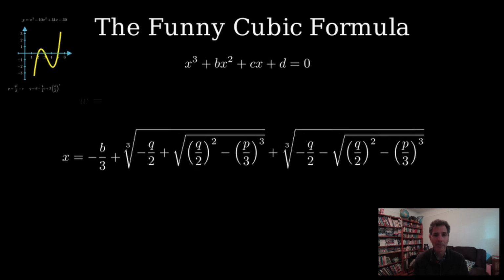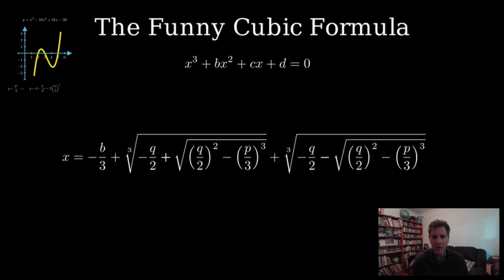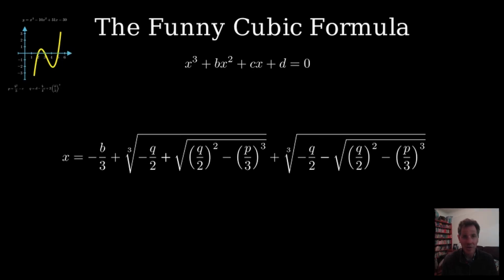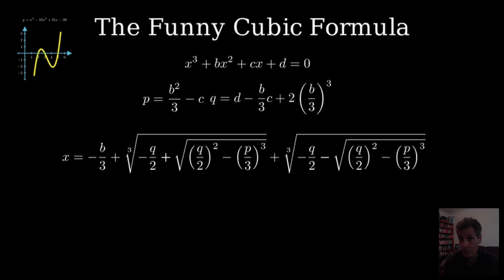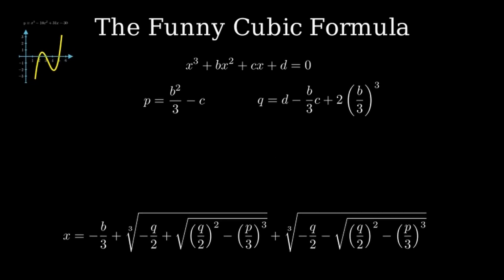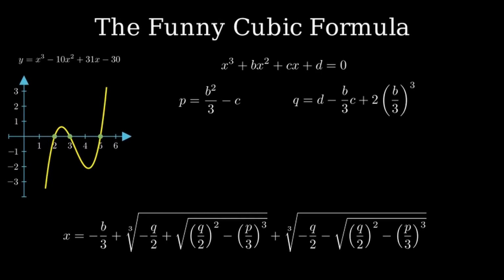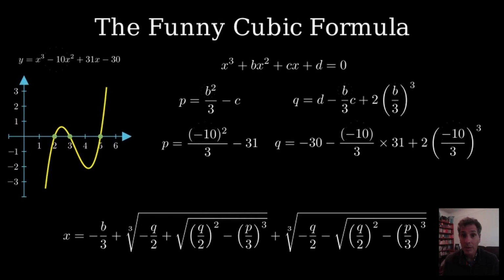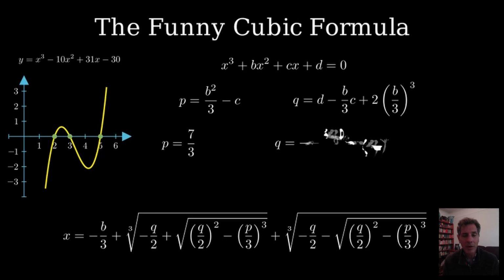Now, I promised you this cubic formula was funny, and I don't want to disappoint. It's a real practical joker. So let's see how this funny formula works. Let's use our example from before, and remembering our expressions for p and q, let's substitute in a value of b of -10, c of 31, and d of -30, and find out what p and q are equal to.